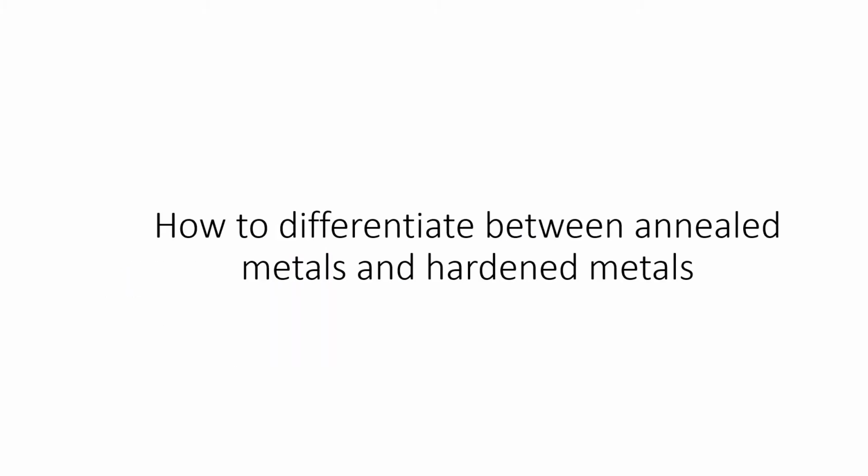How to differentiate between annealed metals and hardened metals? As we have studied, in annealed metals, usually the internal stresses are relieved to make the core softer, and the ductility is improved. Annealed metals are usually ductile, while in hardened metals the ductility is reduced and the brittleness is increased. Hardened metals are more brittle, while annealed metals are more ductile.